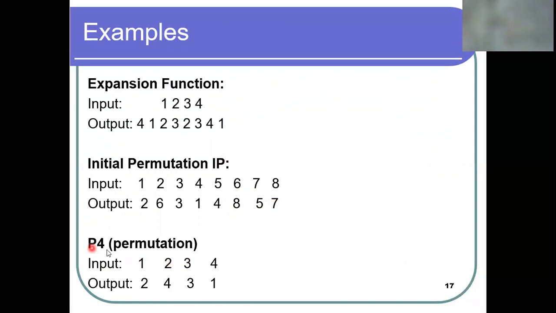So the P4 is applied in that manner. If you can see my cursor, the second position is placed on first, and the fourth position on second, and third is mapped on third, and first is mapped on fourth position. So P4 is nothing but a function that takes 4 bits and maps them on 4 bits. That is, P4 is a function from Z2^4 to Z2^4.